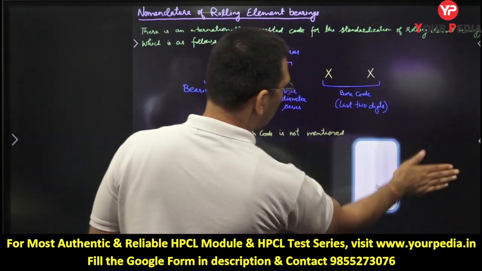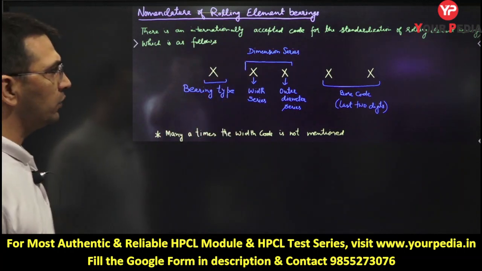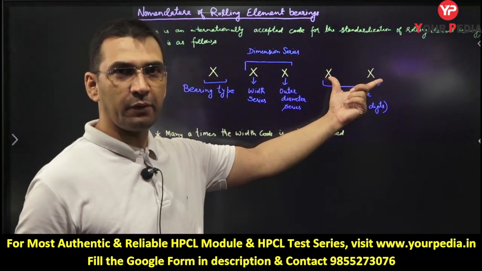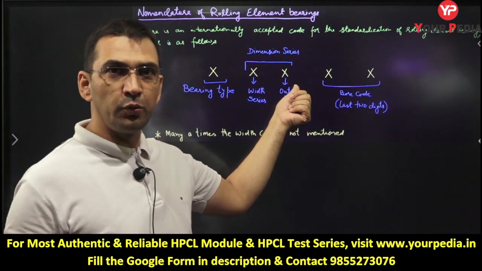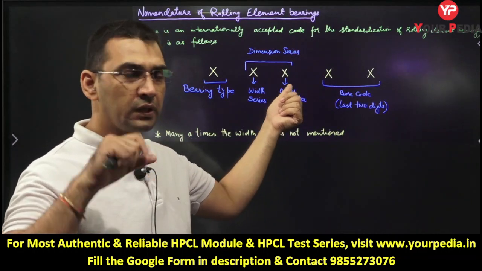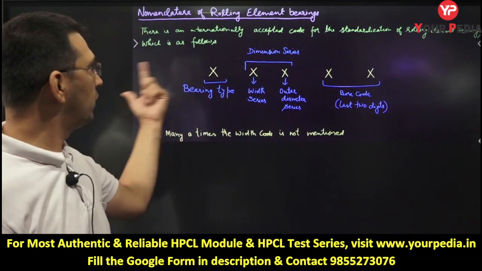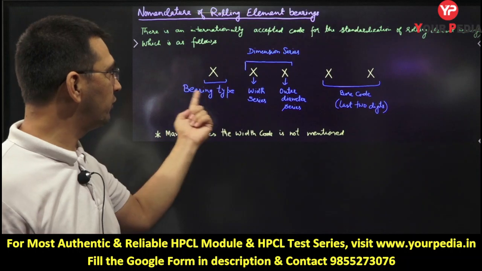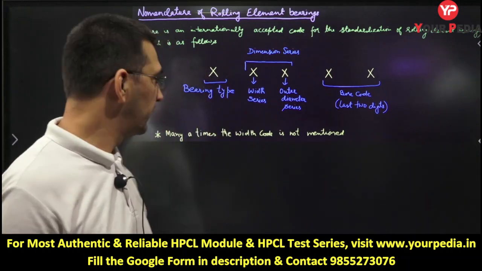So, let me just ek baar isko sum up karne do. So last two digits basically they will refer to the inner diameter or the bore code, right? Next one is going to be the outer diameter, then next one is going to be the width or the height or length, and the final one over here, to the extreme left, will refer to what type of bearing, what kind of bearing it is, right?